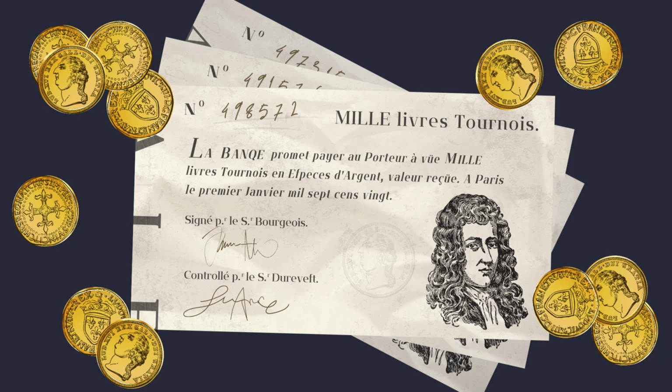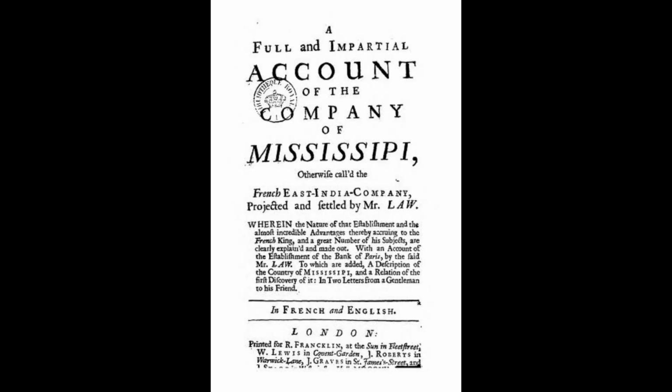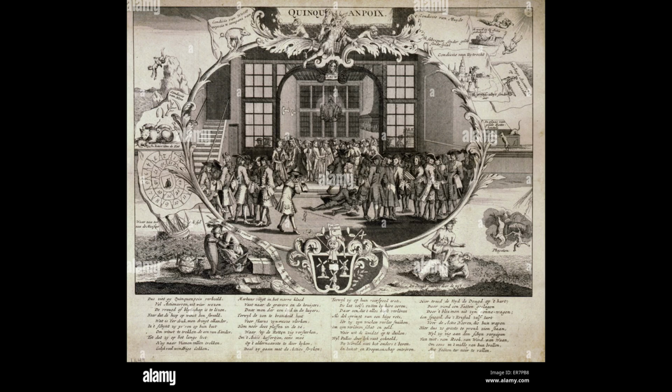The second step in Law's strategy was to create a major commercial enterprise that would help consolidate and manage France's debt while stimulating economic growth. In August 1717, Law purchased the Mississippi Company, which held the trading rights for the French colony of Louisiana. He rebranded it as the Company of the West, Compagnie d'Occident, and relaunched it as a joint stock corporation.